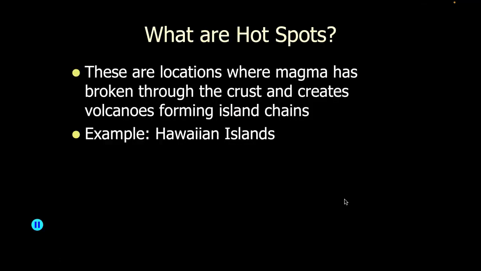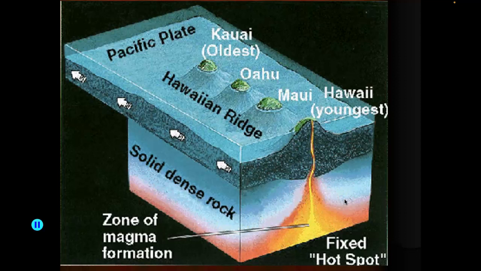And then the last thing I have is hot spots. We did that hotspot lab, but just as a reminder, so you have it in your notes, these are locations where magma has broken through the crust and creates volcanoes, forming island chains like the Hawaiian Islands. And then the next slide and the final slide of this presentation is just seeing this hot spot and the islands forming. And we talked about how the plate is moving. This is not at a plate boundary. And as the plate continues to move, the islands move up along the Pacific plate. And those are the notes.